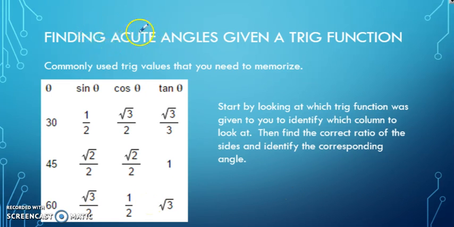So for what we're actually doing to find the acute angles given the trig function, you're going to start by looking at which trig function was given to you. So if they say sine of something, cosine of something, or tangent of something, then you'll know which column of values to look at. And the next piece is going to be finding the ratio of the sides that they gave you. So if they say sine of theta equals 1/2, then I know to look at the sine column, go down until I see the 1/2 value, and then the angle that's attached to that is 30 degrees. And then they will often ask you to give the angle in both degrees and radian measurements.